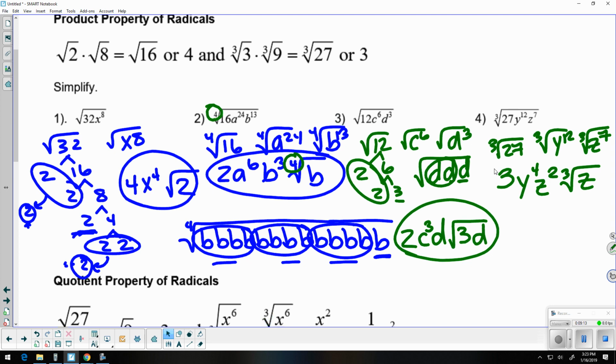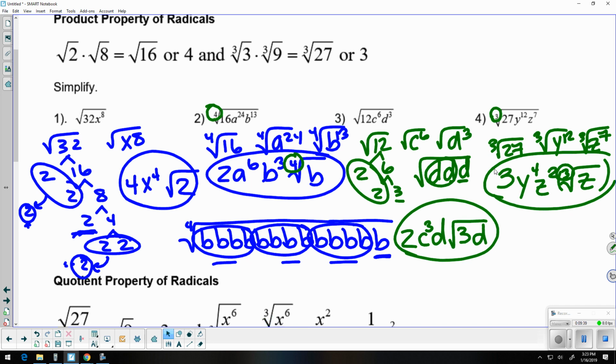What might help too, when you have these indexes, like we do in these problems, it might help to put this inside parentheses, just to isolate it, to know that the radical is different. You still have this index. Just make sure you keep that little 3 out front, your index, in your root, but that would be your final answer. 3y to the 4th z squared, and then cubic root of z would be left over.